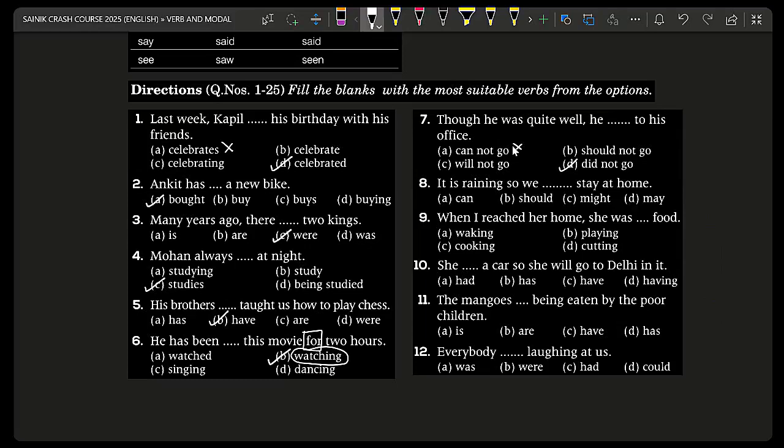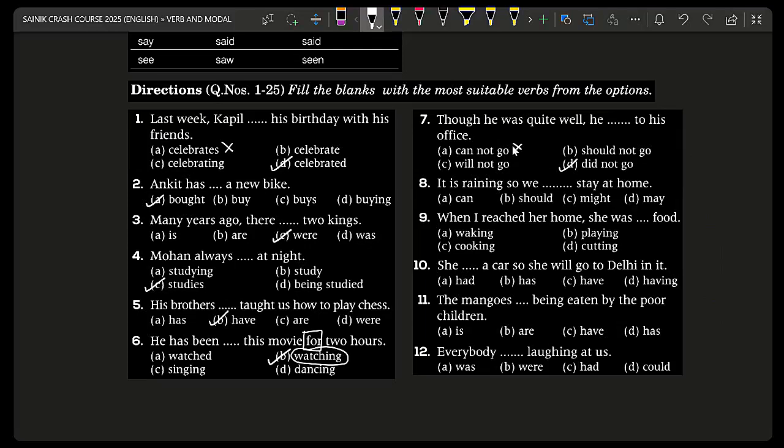Can is wrong. Why? Because if something is the reason for going, that is to show his ability, then you have to use can. But it is not about the ability. He might have some other reasons. Though he was quite well, he did not go to the office simply, right? Yes, sir. We read the next question.